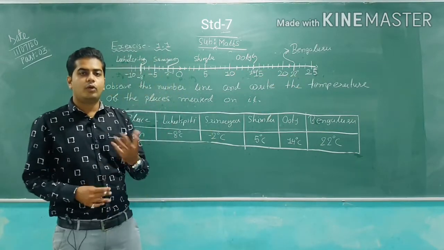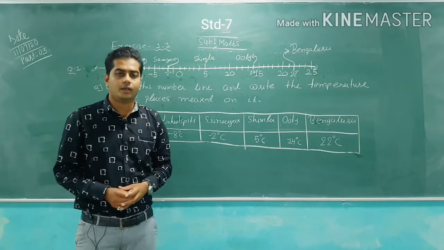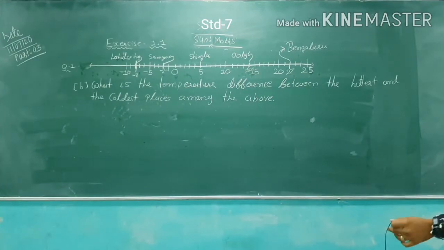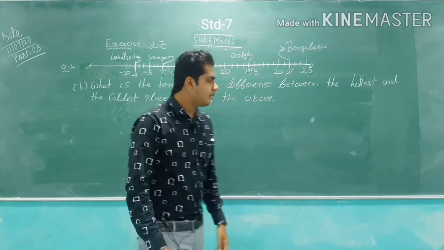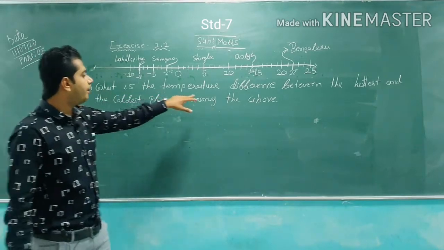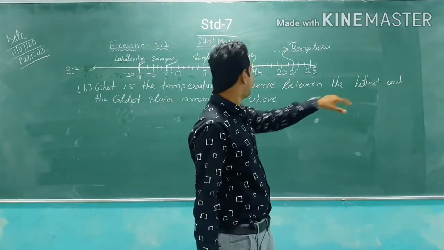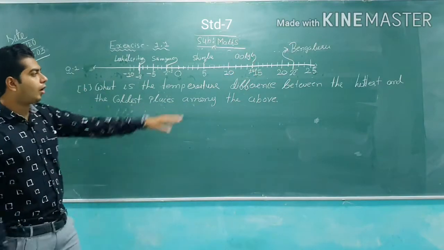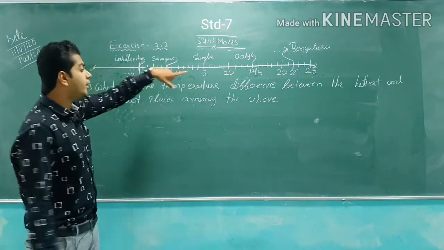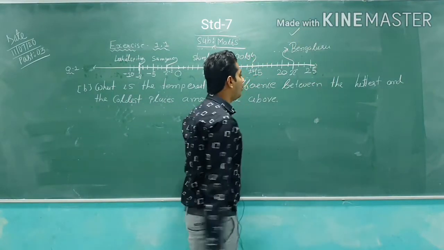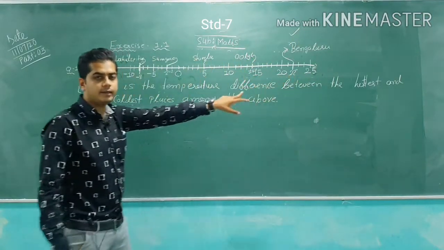Now we will move on to question number 1 B. Let's see. Okay, so question number 1 B. Now what does B say? What is the temperature difference between the hottest and coolest place among the above? Now what is the hottest place here? What is the hottest city here? Bengaluru. Why? Because its temperature is positive 22 degrees Celsius.